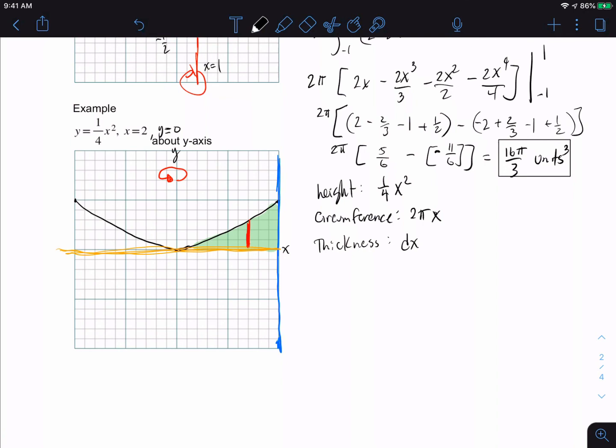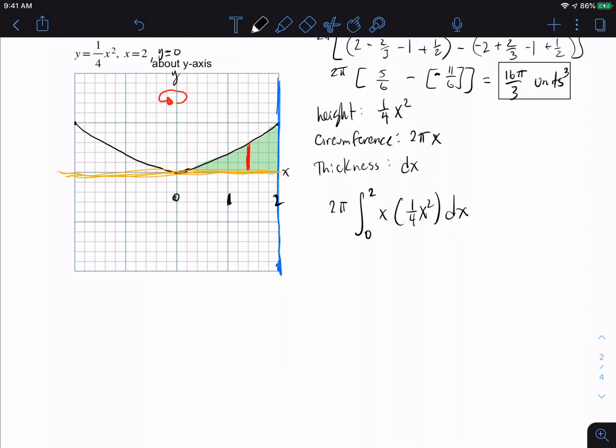So now that we have that piece, we can set this integral up. The volume is going to be 2 pi the integral from where to where? This is 0, oh, I'm sorry, that's 1, this is 2. That's 0. So we're going to go from 0 to 2. Very good. x, and then the height, which is 1/4 x squared dx.